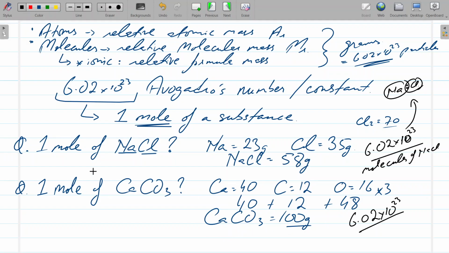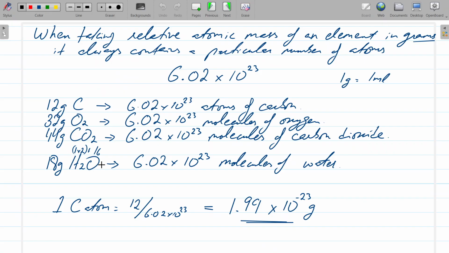Now the mass of 1 mole depends on the different elements present in that substance. It could be 58, it could be 100, it could be 44, it could be 18. It depends on what we're talking about. So the mass can be different, but if you've got 1 mole, it's going to have that many particles in it.